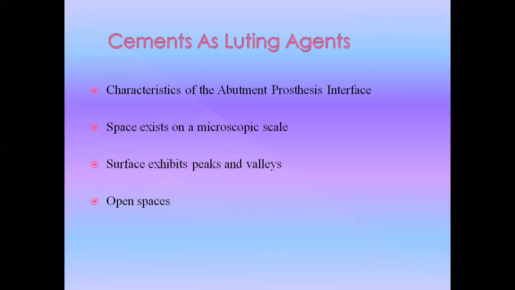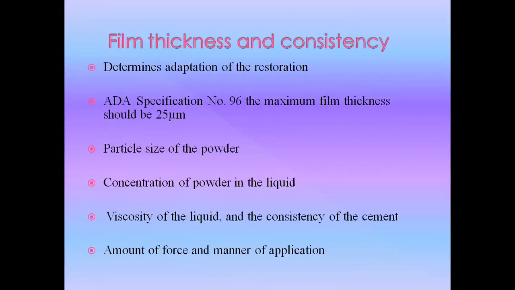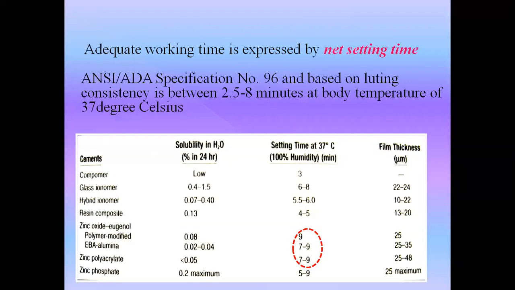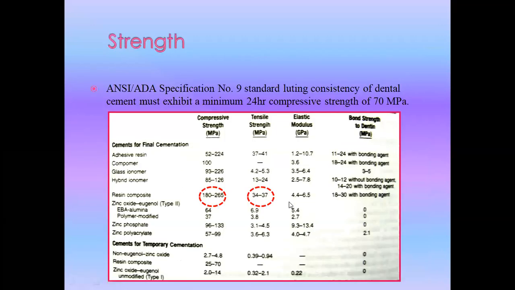For cements as luting agents, film thickness is not required, we have discussed this only. Solubility, we have discussed that also. Solubility is maximum for zinc phosphate, and film thickness is also maximum for zinc phosphate. If you're talking about setting time, it is more for zinc oxide eugenol and zinc polycarboxylate, that's 9 minutes. It is the more setting time, at 100% humidity. The question is for 100% humidity, which they're asking.